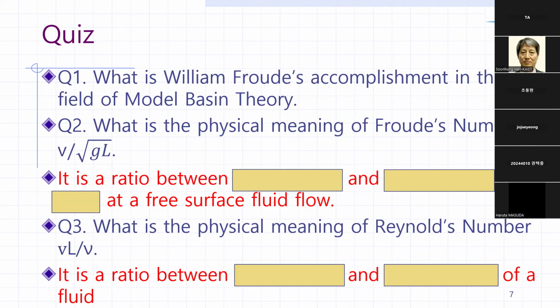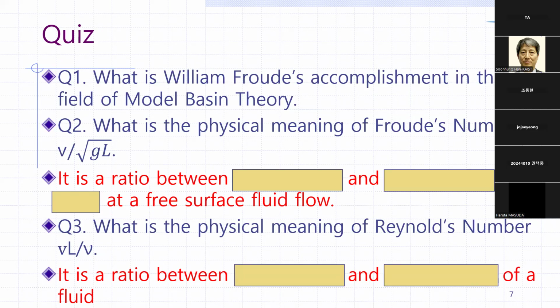Okay, then question 2 is, what is the physical meaning of Froude's number? Which is below the question. It's a ratio between something and something in a free surface fluid flow. Does anyone know the answer? It's the ratio between inertial force and gravity force in the free surface fluid. Yes, that's right. On the top, V stands for the average velocity of a fluid, and on the bottom, g is gravitational acceleration, and L is the characteristic length of the fluid.